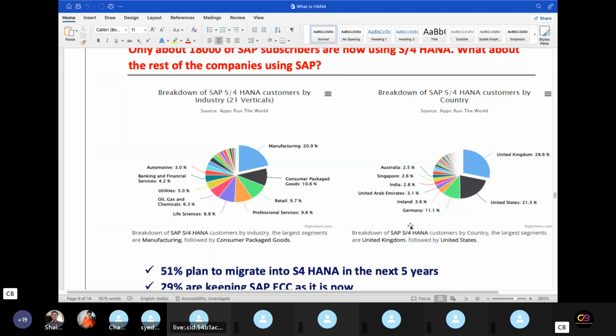So majority of cases, manufacturing companies are using SAP S4HANA. 20.9% manufacturing companies are using SAP S4HANA.